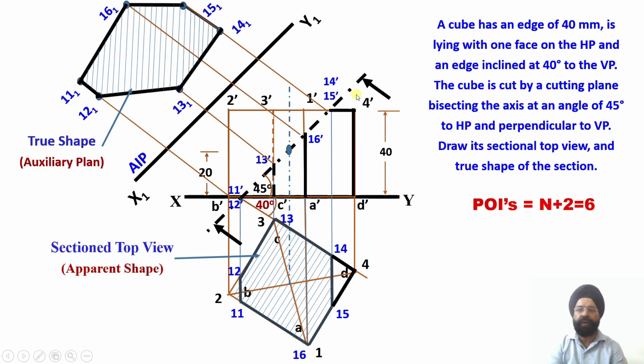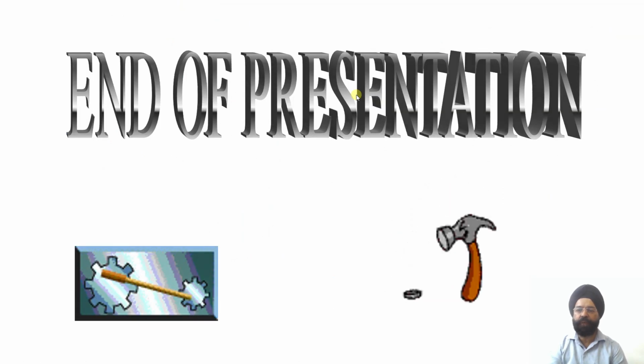So this is all about the discussion regarding the sectioning of a cube which is inclined with respect to VP using an auxiliary inclined plane. And since this is a special case, we are going to get n+2 number of POIs in this particular case. So we'll be continuing with this in the future lecture.